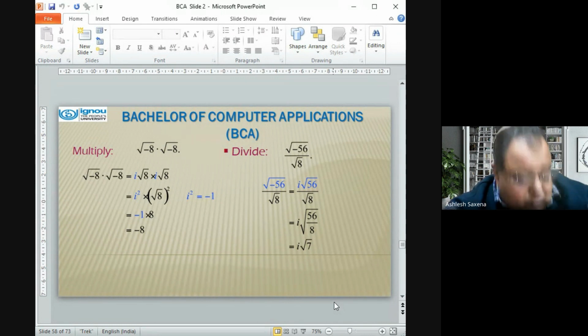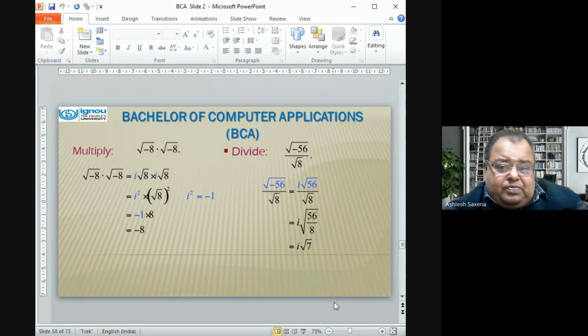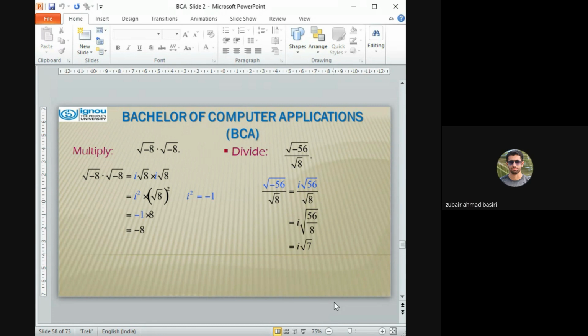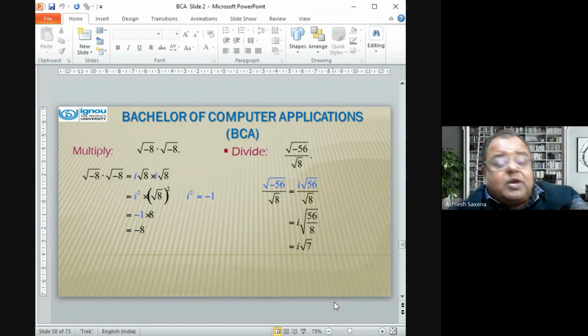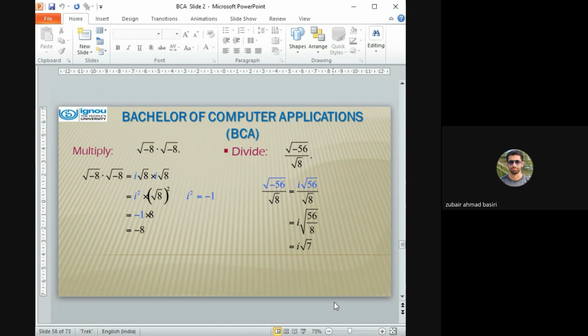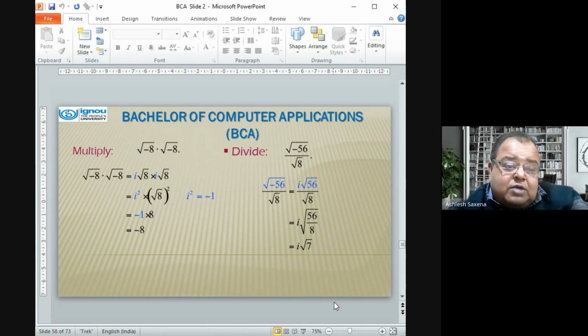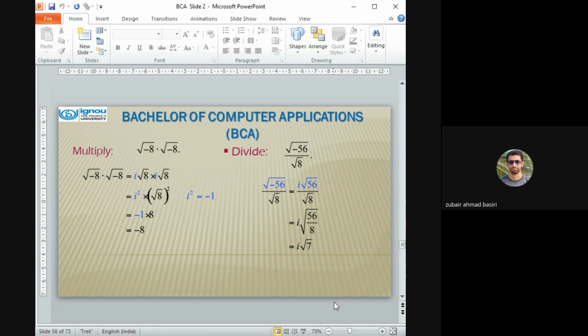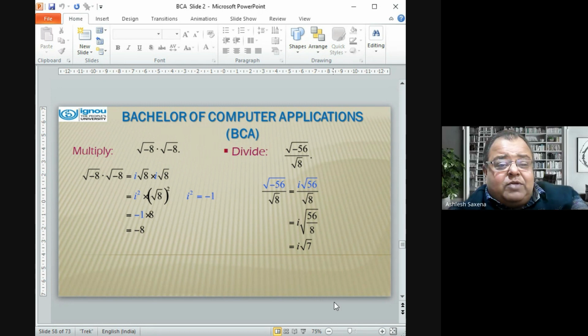We are multiplying two numbers. Sir, what's the question? Sorry, just repeat it. You have to multiply under root minus 8 into under root minus 8. I just want to know what you will do.